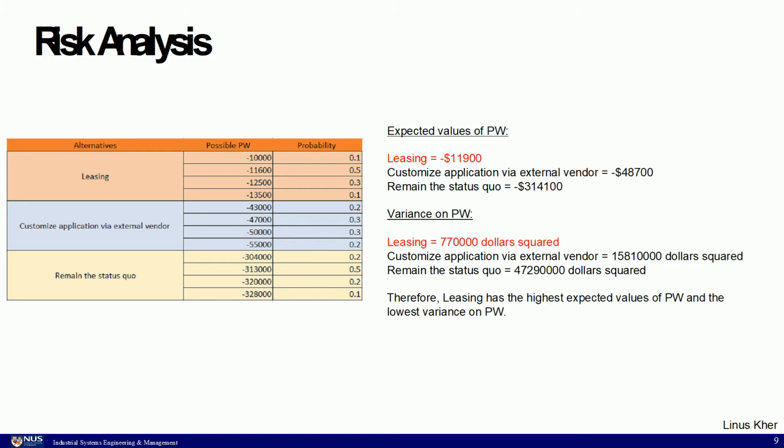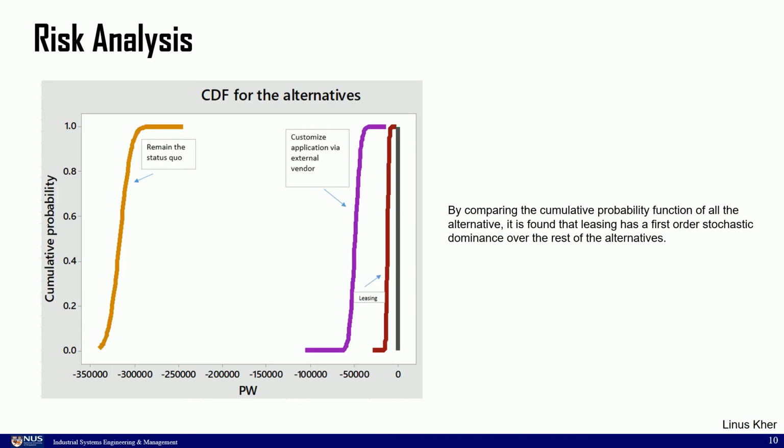After researching, we gave a reasonable probability to the certain possible PW for all alternatives. From this, we gathered that leasing has the highest expected PW, followed by customizing the application via external vendor, and lastly, remaining at the status quo. Variance was also calculated, and we gathered that leasing has the lowest variance on the PW. Lastly, a cumulative distribution function was also plotted. The chart shows that leasing has a first-order stochastic dominance over the rest. From this, we can infer that for all desired outcomes, the upside potential for leasing is always greater. I'll now hand over to Tevin. Thank you.